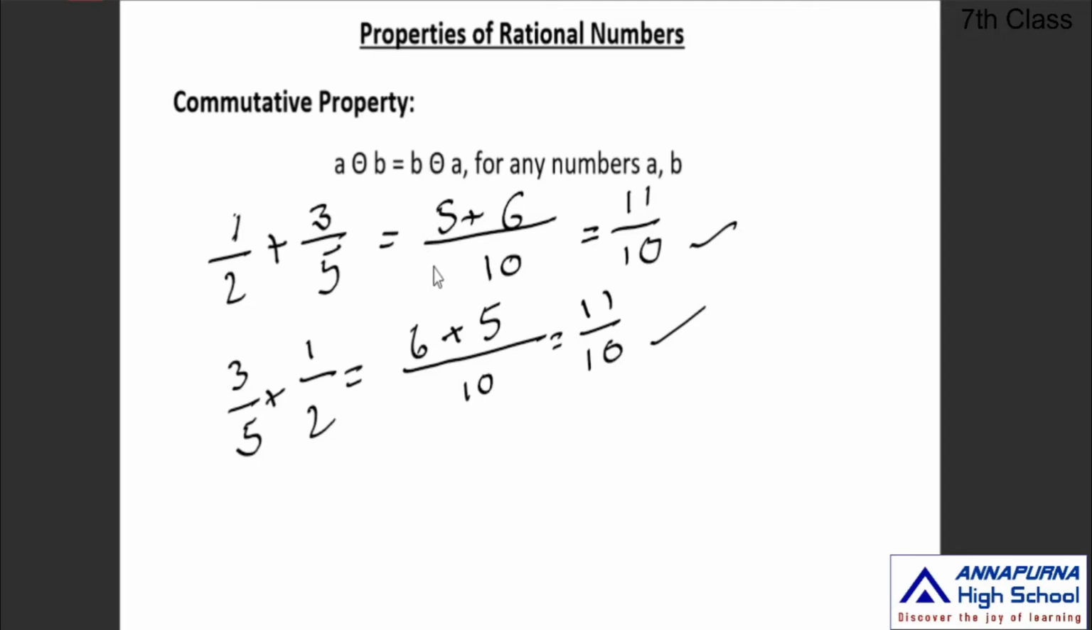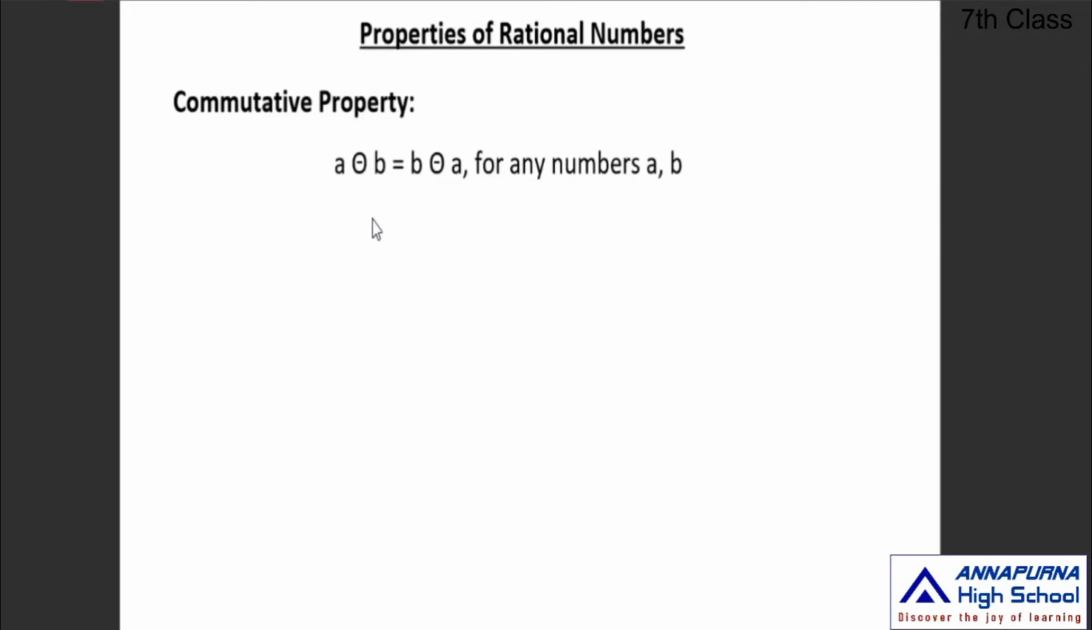I think you have a doubt, sir. Here we have taken only positive rational numbers. In case you take two negative rational numbers, what will happen? Why are you raising that doubt? Let us take any two negative rational numbers. For example, here I am taking minus 2 by 3 and minus 4 by 5, and I am adding these two rational numbers in this order.